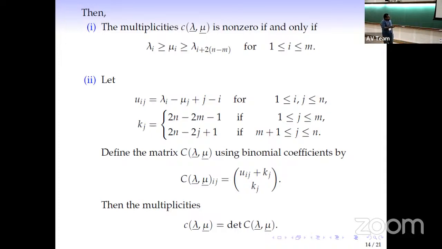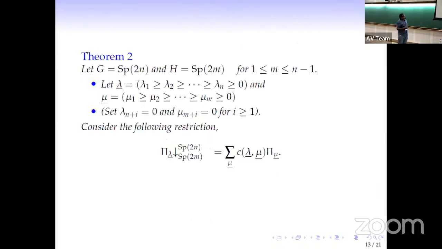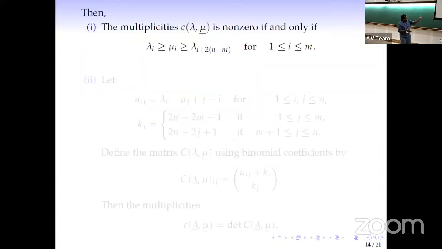So this is actually a big matrix, whose each entry is a binomial coefficient, and those binomial coefficients are given by this. So this is the general statement. Now just an example, keeping it consistent: Sp(6) to Sp(2), the gap is 4. So lambda_1, mu_1, this is 1 plus 4 is 5, and in this scenario lambda_5 is 0. That we set in the theorem. Here I forgot to tell, lambda_{n+i} is 0 and mu_{m+i} is 0.